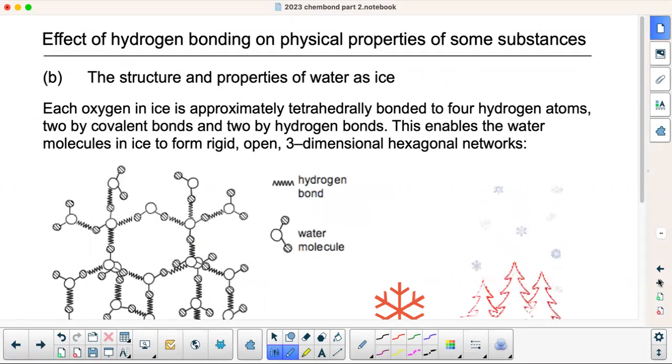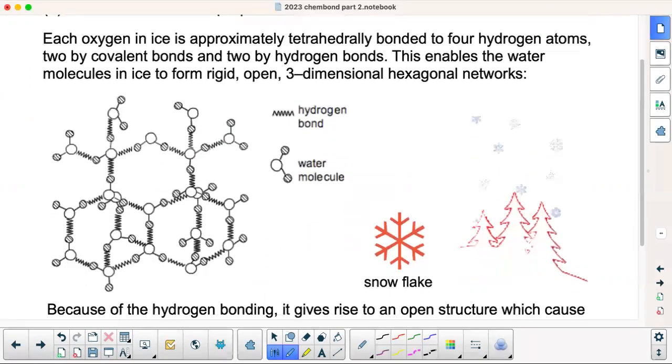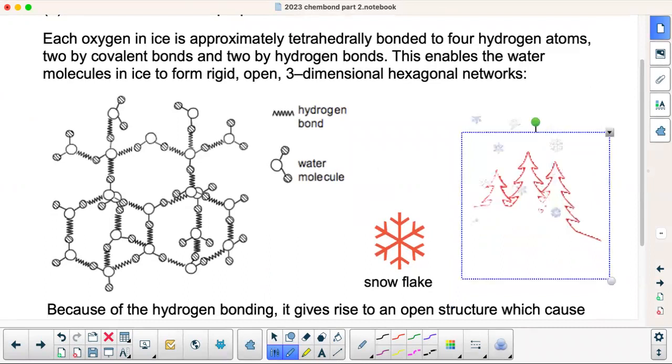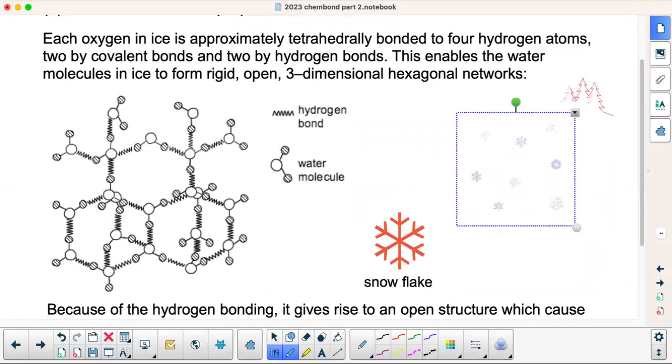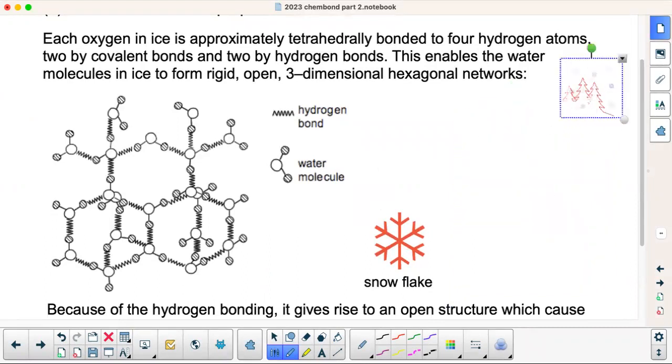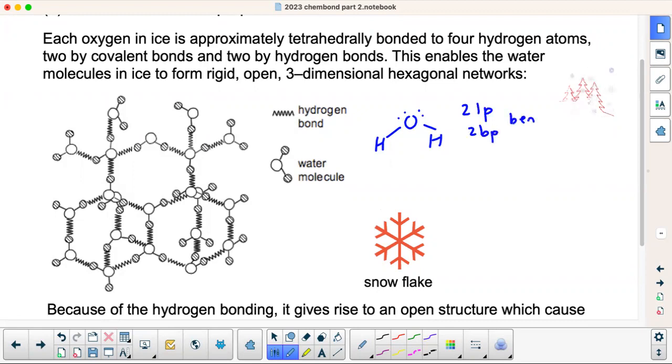I'm going to show you what ice looks like. Look at this, a snowflake looks like this. I'm going to show you why it can look like this. If you look at water, water is this. If I just say pure water, water has two lone pairs and two bond pairs. The shape is bent and the angle is 104.5.